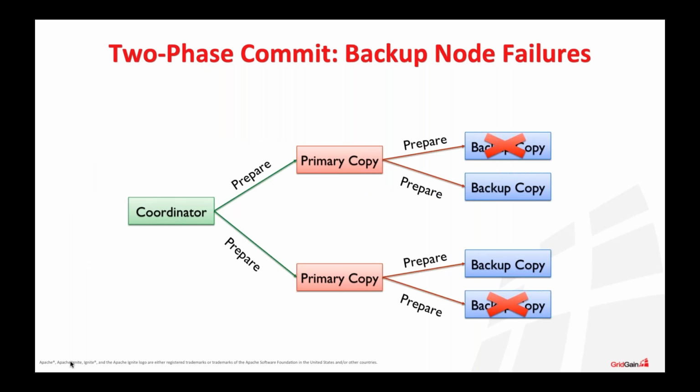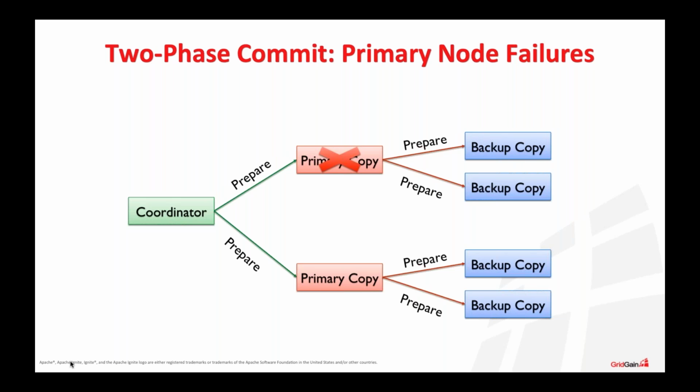Okay, so here's a case where we've lost a backup. If the backup fails during either the prepare or the commit phase, then no special handling is required. The data will still be committed on the nodes that are alive. In this case, we've lost a couple of backups, but that's okay. Ignite will designate a new backup node, and the data will be copied there outside of the transaction scope. It's self-healing, so it will take care of itself. This is a fairly easy situation to deal with.